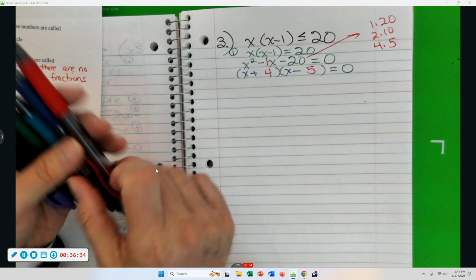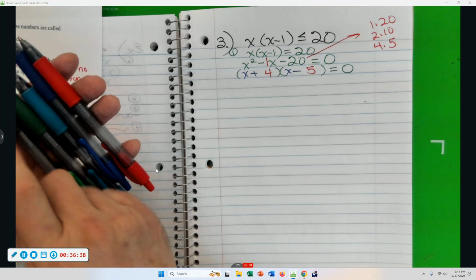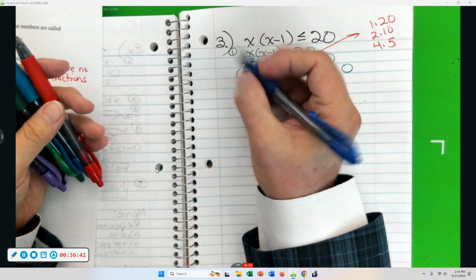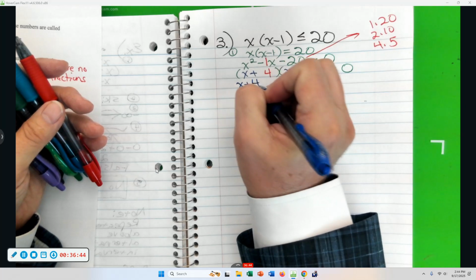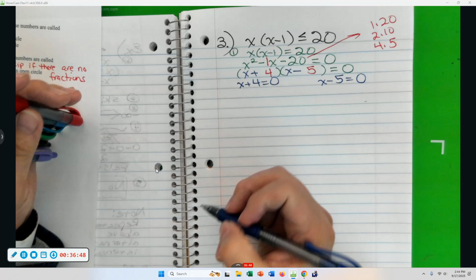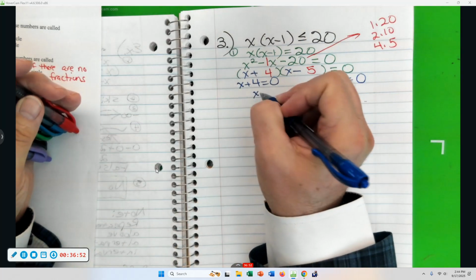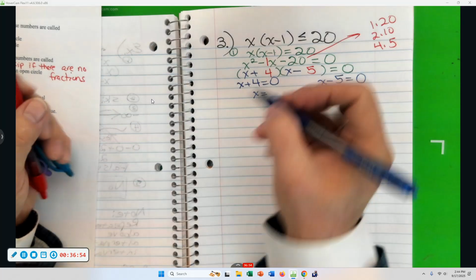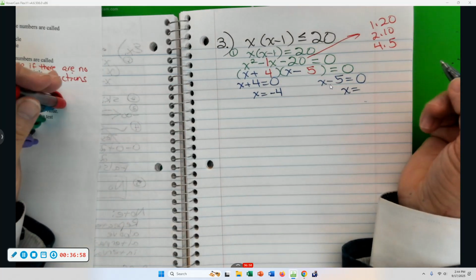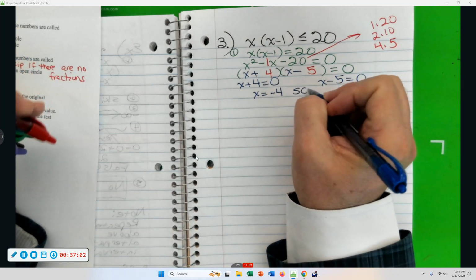Set each factor equal to 0. So you have x plus 4 equals 0, x minus 5 equals 0. What's my first solution cut point that I'm getting? Negative 4. What's my second solution cut point? Positive 5. I have 2 solution cut points.